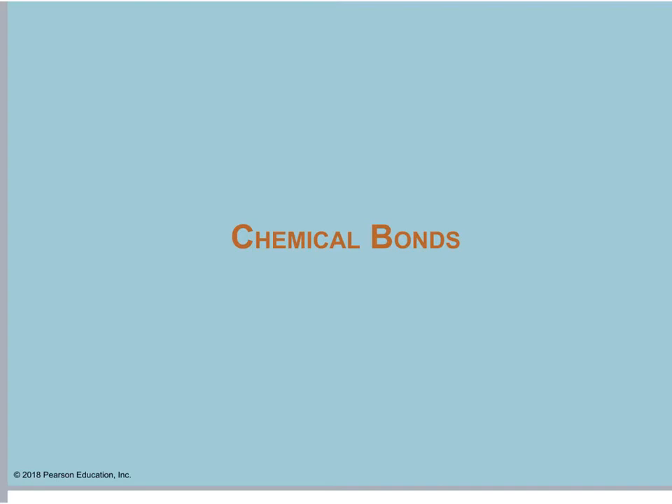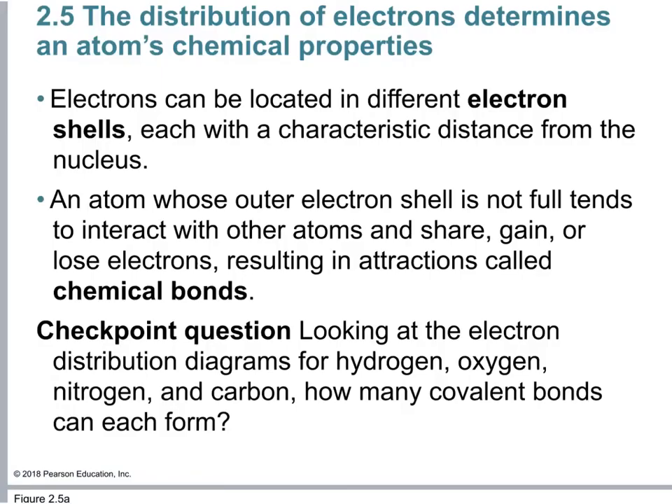The next section that we get into is chemical bonding. The distribution of electrons determines an atom's chemical properties. To understand how atoms interact with each other, we need to explore atomic structure further. Of the three subatomic particles, a proton, a neutron, and an electron, we need to understand that it is only electrons that are directly involved in the chemical activity of an atom.